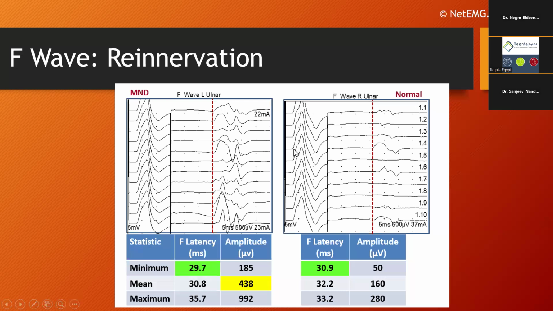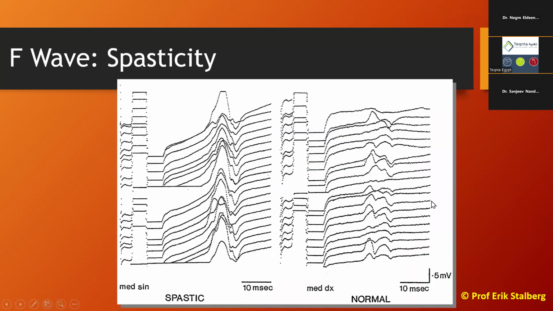Here is reinnervation. On the right-hand side, you can see F waves with normal amplitude and latency. Here is a patient where we can see the F waves are much higher in amplitude and the waveform is much more complex, though the latency is normal. So it is in this way, F waves can give us some supplementary information about the state of motor units.